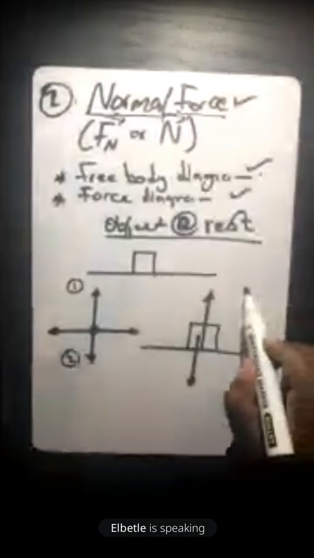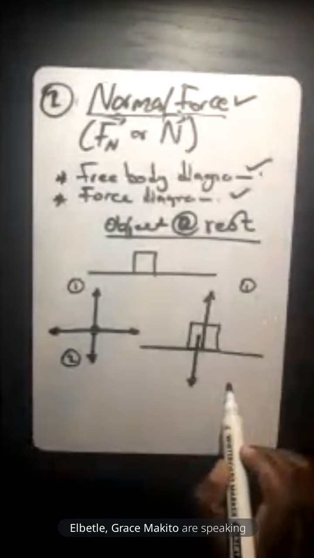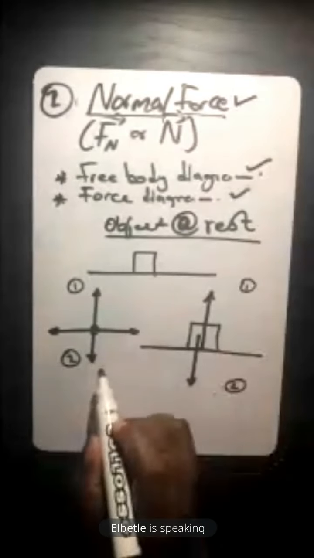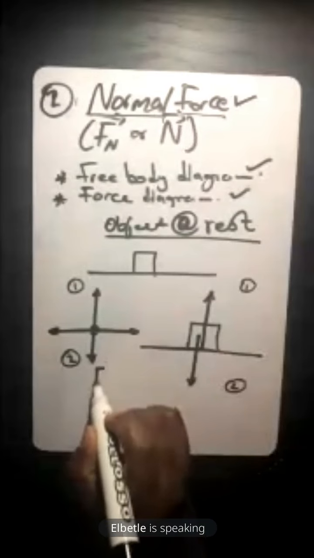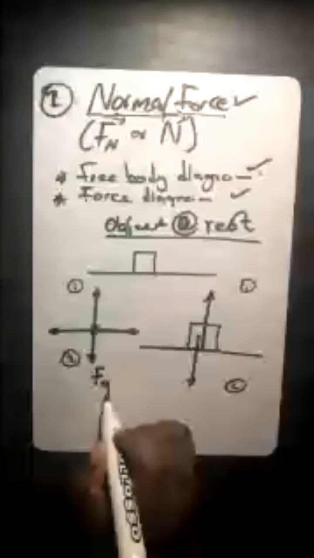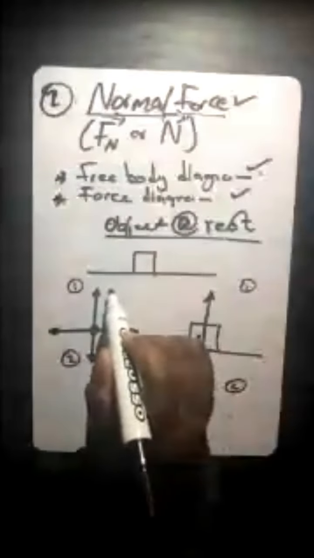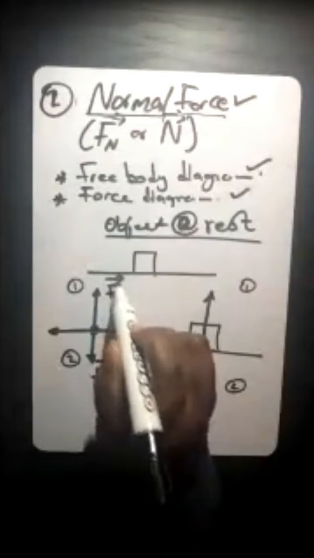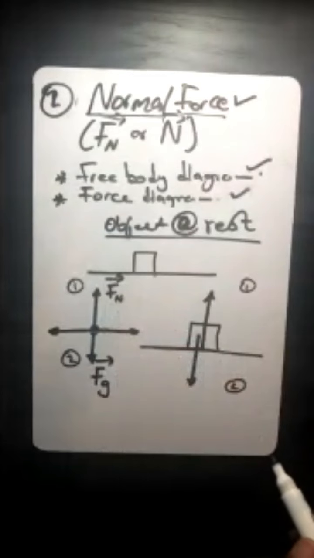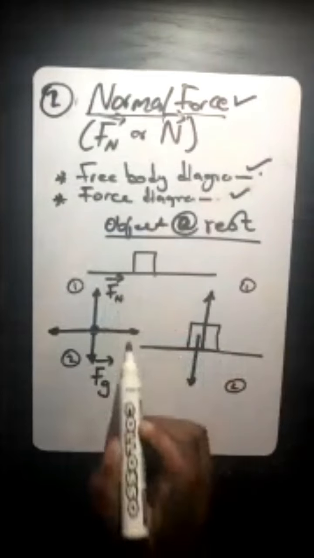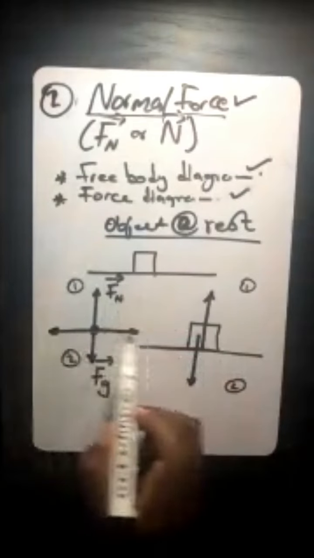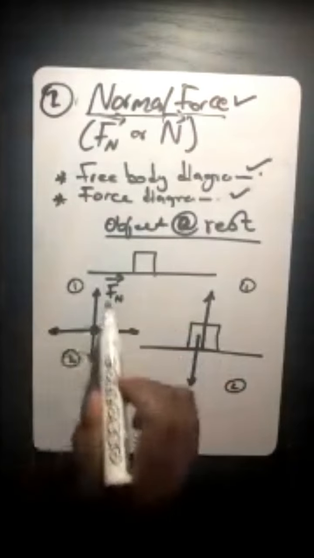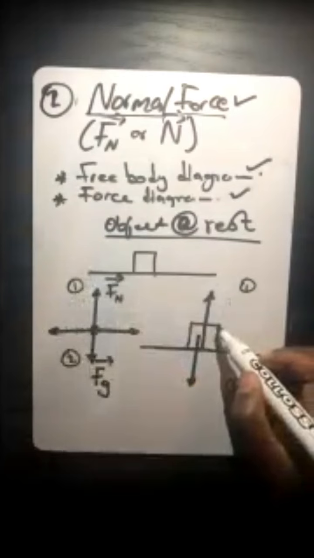Arrow number 1 is the normal force. Arrow number 2 is force of gravity, Fg. So this is going to be Fg, and this is going to be F normal. So you are 100% on that one, ladies and gentlemen. Sideways, we don't have any force. The sideways arrows are not representing a force, but the surface.